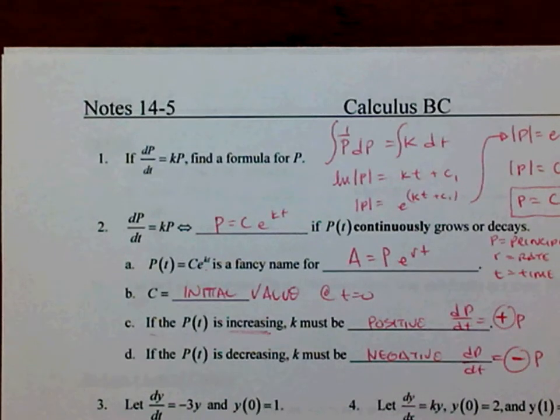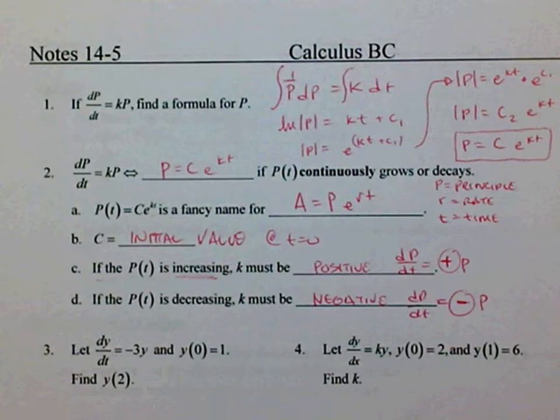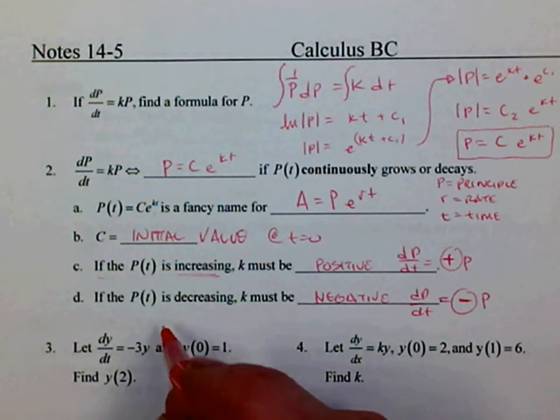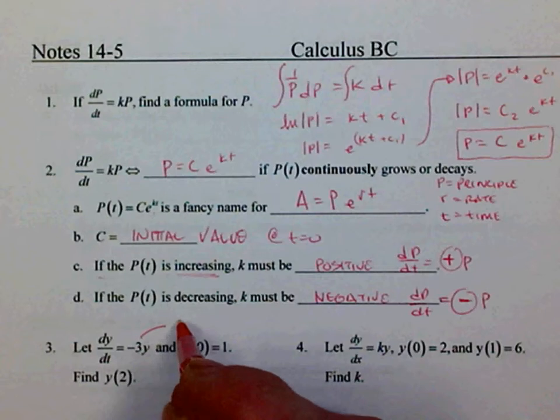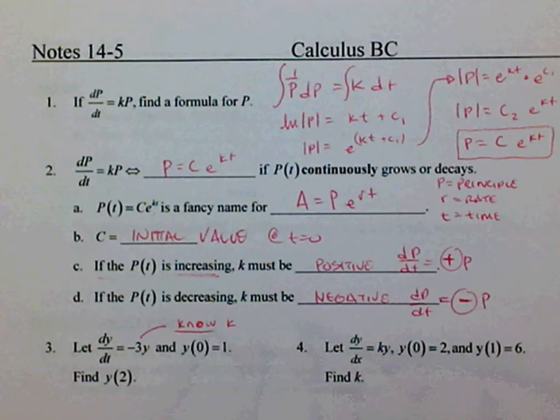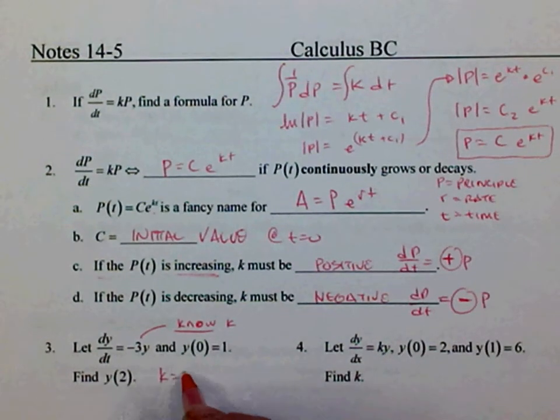We're going to work through two sets of problems. They're using the same idea with two different givens. In the first one, we know that the equation for dy/dt is negative 3 times y, and we're given an initial value here. This tells us that we know k from the start. We know from the beginning that k must equal negative 3.